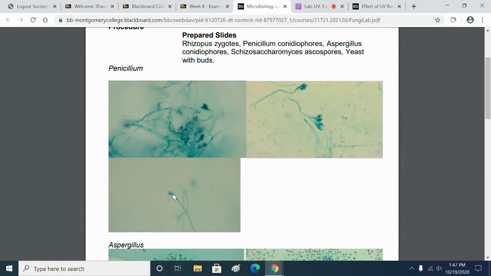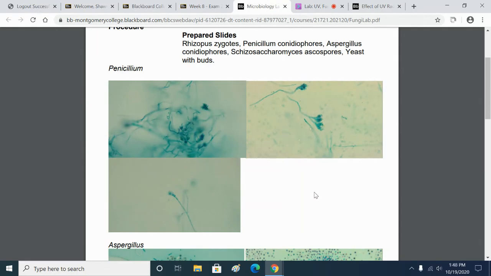What you see microscopically are these structures here, the conidiophores, which are the fuzzy green parts of the colony. They are very small. Even on our slides, it's not easy to find and focus these things because they are so tiny. But here we see some Penicillium conidiophores.